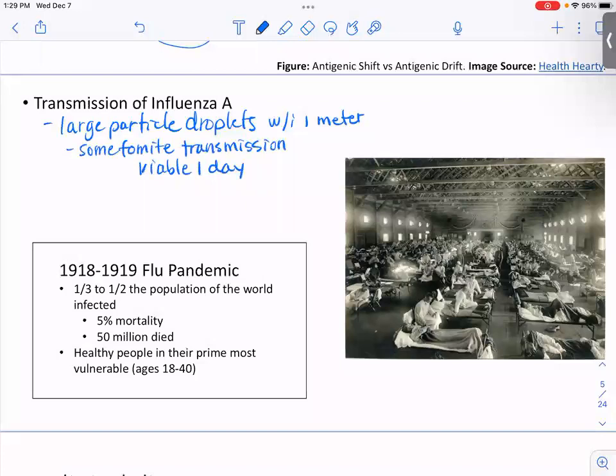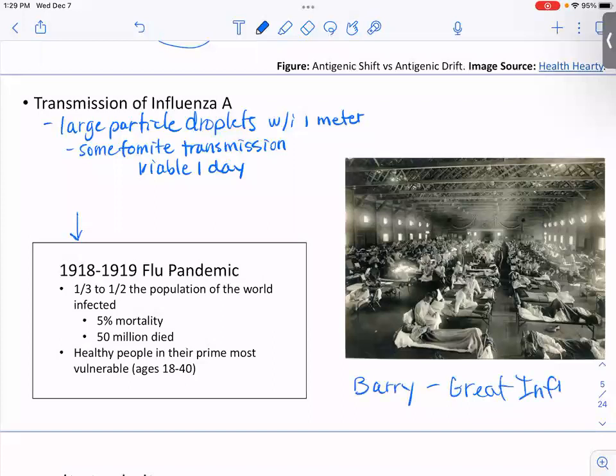Of course, it's going to be more easily passed in areas with high population density. So, a jail or an army barrack, for example. So that leads me, I want to at least mention that flu pandemic that happened about 100 years ago. It's very interesting. There's a really interesting book by Barry. It's called The Great Influenza.